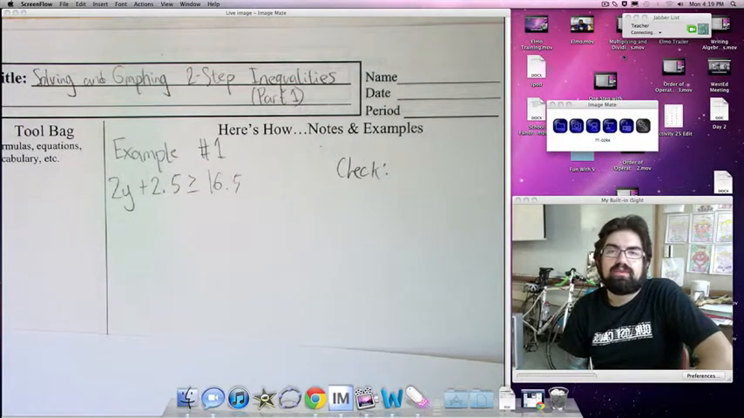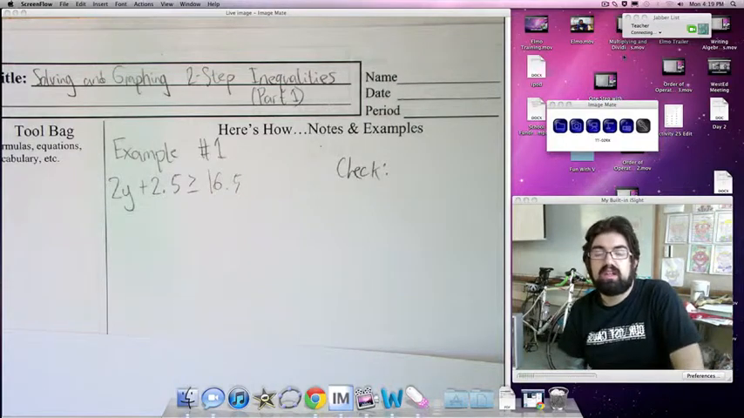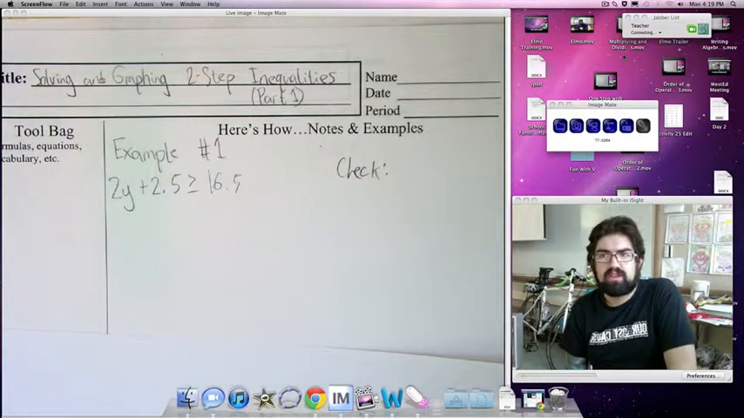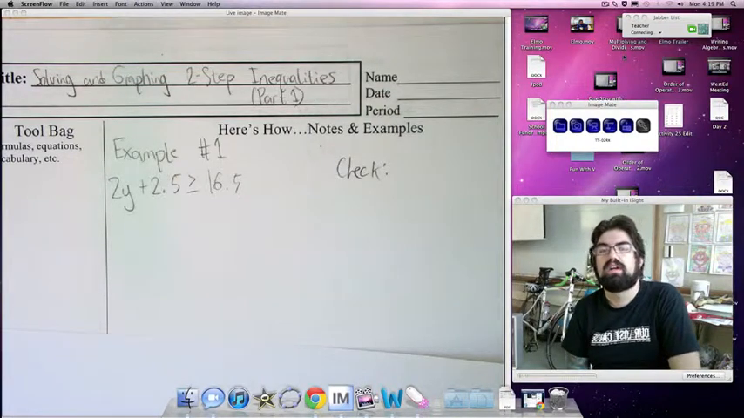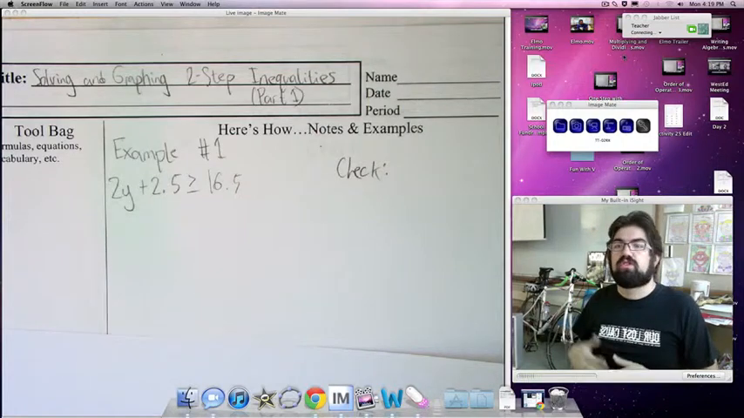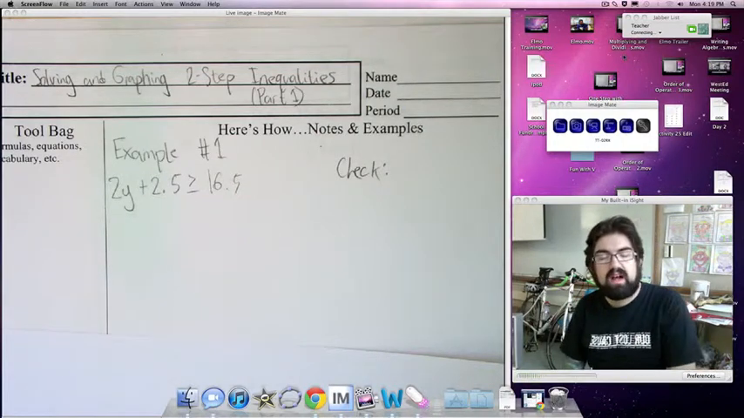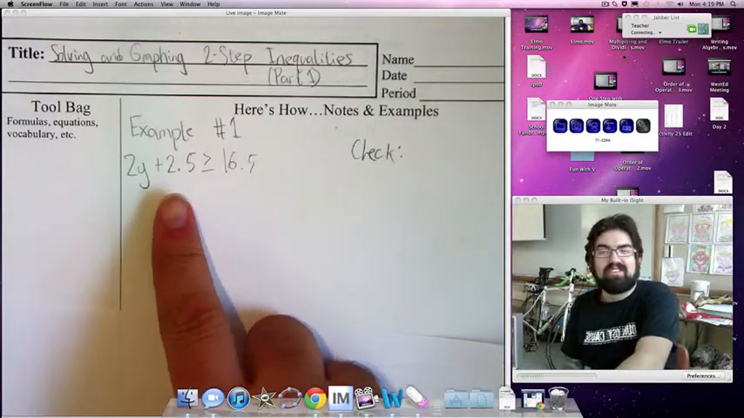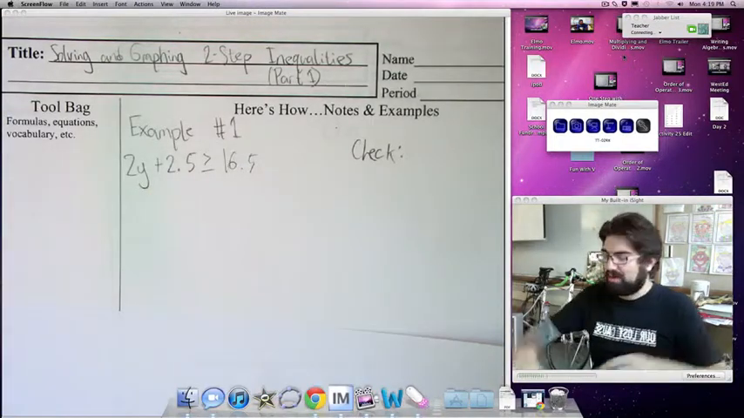Hi, this is the first part of the last lesson on inequalities for this unit. This is on solving and graphing two-step inequalities, part one. It's very similar to the other type of two-step equations with decimals and fractions and rational numbers. And here, look, example number one. There's a decimal right there. So we're going to jump right in.